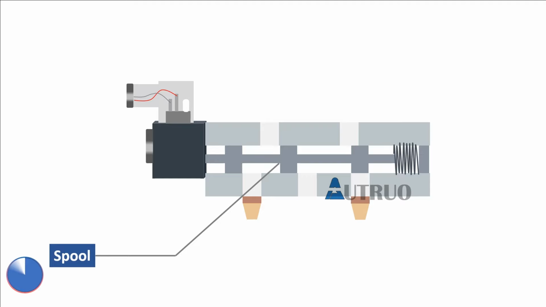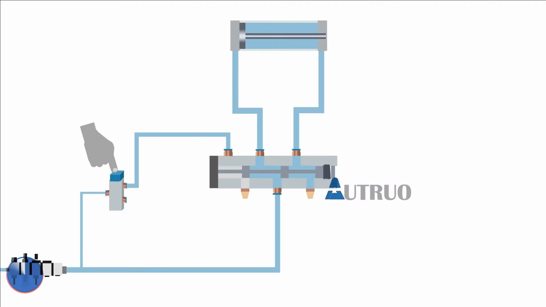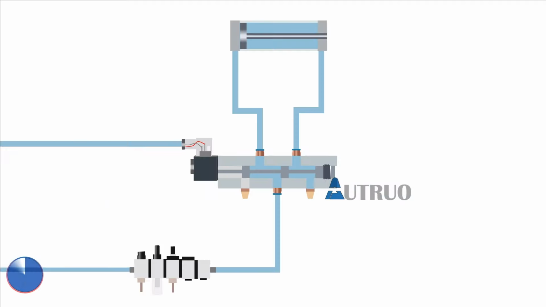To cap it up, when the push button is pressed, or when the electro-pneumatic valve is actuated, the spool changes position with respect to the actuation. This will in turn direct the air into the port that is intended to be actuated. Hence, the cylinder extends or retracts.